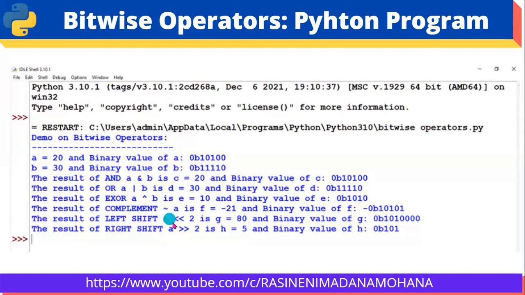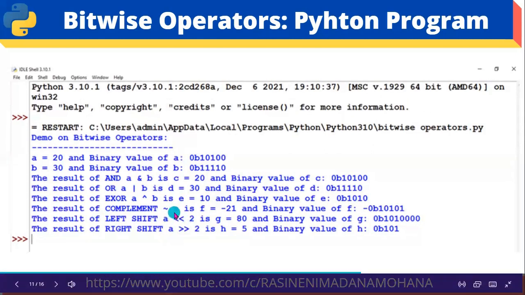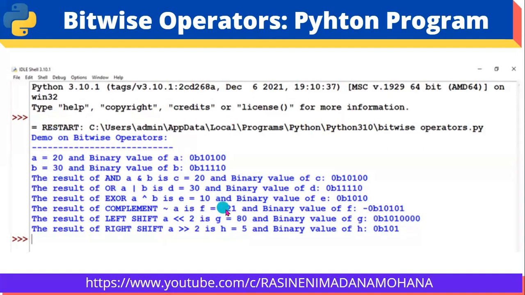Then the complement of A. Complement of A equals minus A minus 1. Here A equal to 20, so minus 20 minus 1. So minus 21 is the complement of A. Similarly, the complement of B. B equal to 30, so minus 30 minus 1. So minus 31 is the complement of 30.